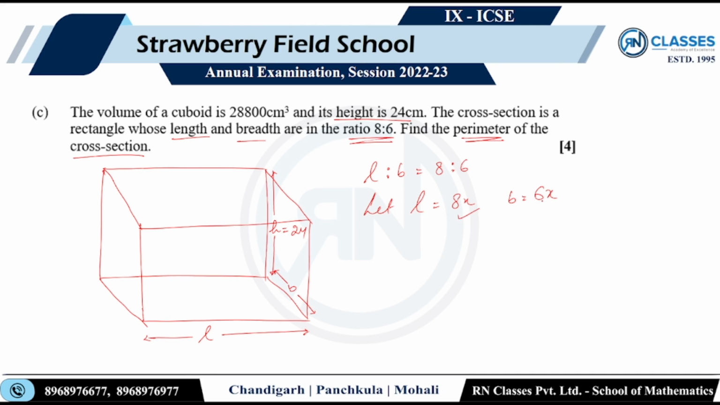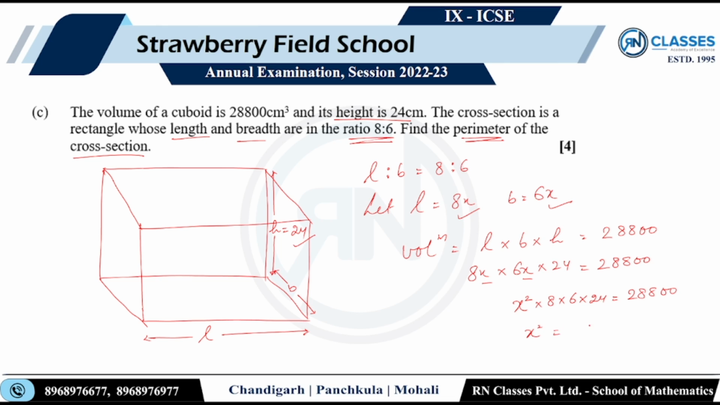Now, length भी आ गया, breadth भी आ गया, height भी आ गई. Now it is given as volume. Volume होता क्या है भाई? Length into breadth into height. Of course, I'm talking about a cuboid that is also given as 28,800. Now, length 8x, breadth 6x, height 24. So 28,800. यहां पे हम मल्टीप्लाई करेंगे x स्क्वायर, ठीक है. साथ में क्या आएगा? 8 into 6 into 24, which is equal to 28,800.